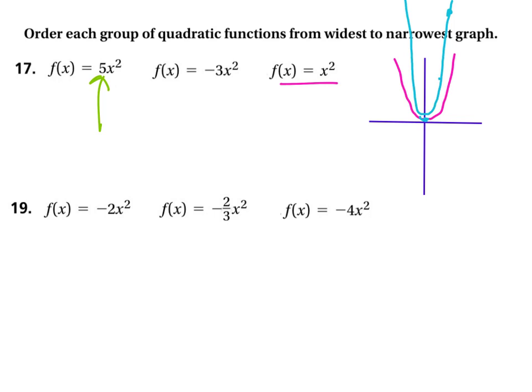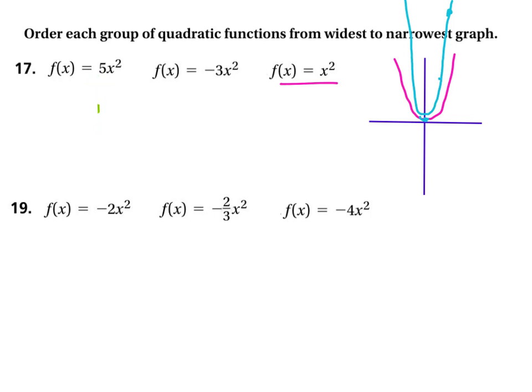So the a in front of the x squared, that coefficient of x squared, the higher the number, the more it's going to be stretched upward, and the narrower it will be. It doesn't matter whether it's positive or negative. Negatives will flip it over.